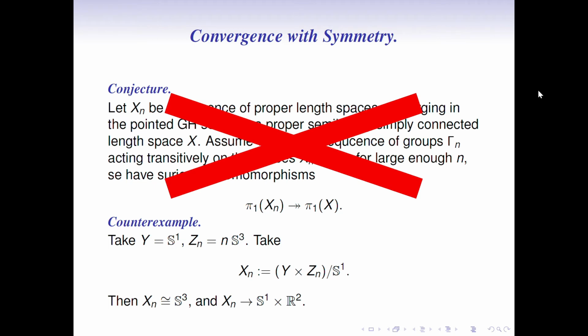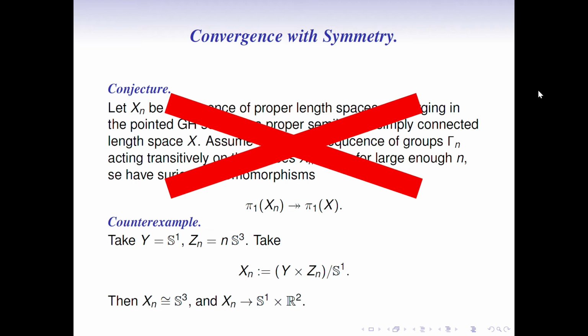If you want to understand better these spaces Xn, they are rescaled Berger spheres. You start with a Hopf fibration. The fibers have their regular length, but the directions perpendicular to those fibers become longer and longer until the Hopf fibration degenerates into the trivial fibration with fiber S1 and base R2.